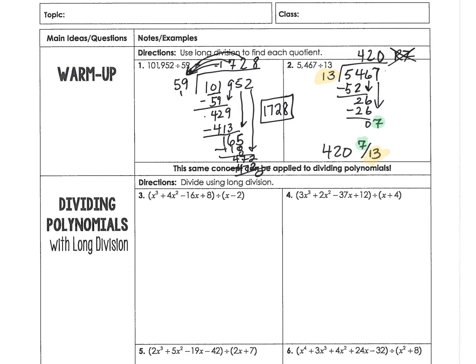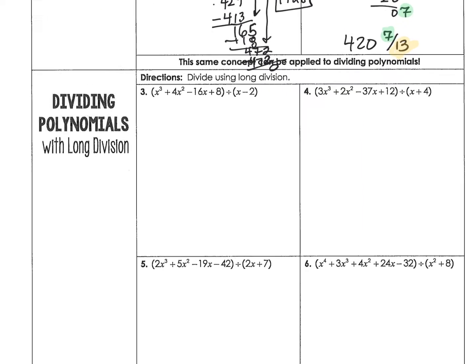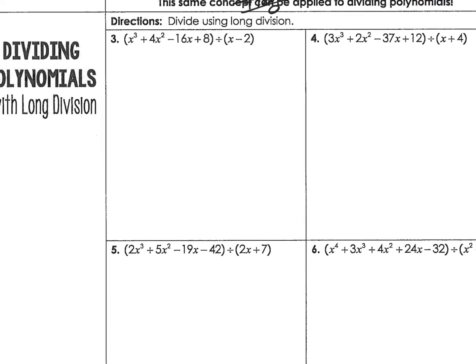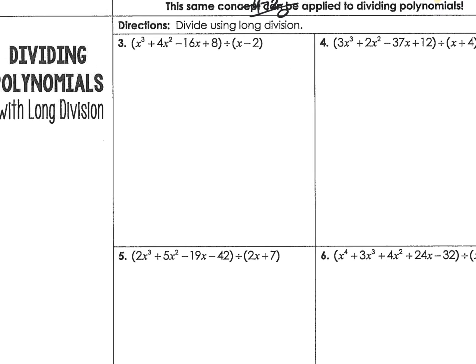Okay? So now, let's do polynomial long division. So if we're looking at using long division, it's the same setup. This goes up underneath, this goes on the outside. So we are going to start with, over here, x cubed plus 4x squared minus 16x plus 8. And then x minus 2 goes out here.